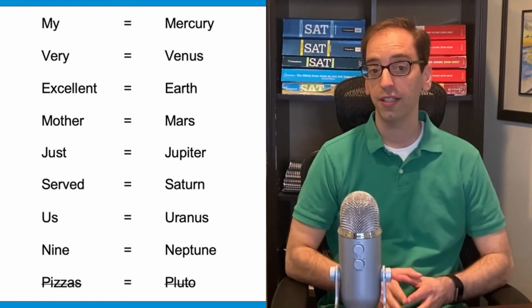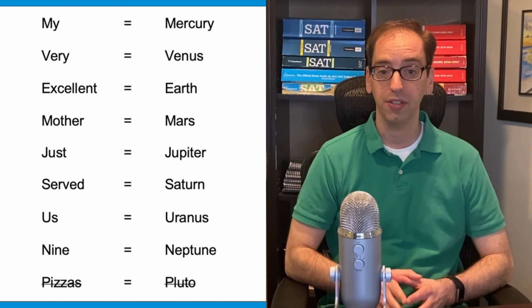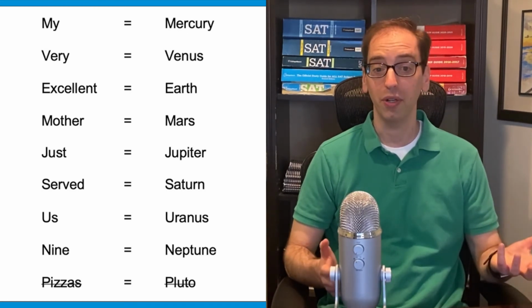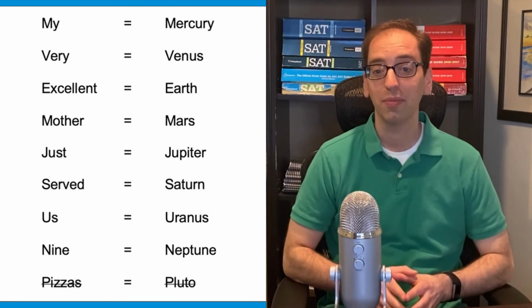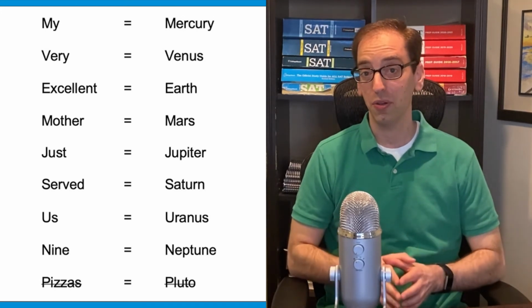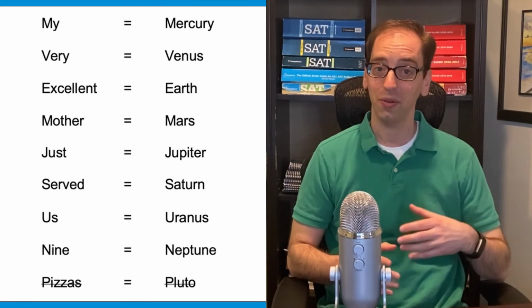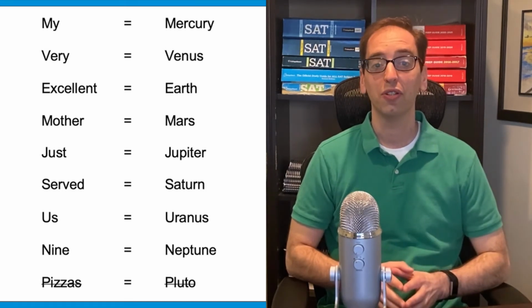Here's the mnemonic device I once learned to remember the order of the planets. My very excellent mother just served us 9 pizzas. Unfortunately, that no longer works because Pluto was demoted. So feel free to comment down below with whatever trick you learned to remember the order of the planets. But either way, they correspond to the planets in order: Mercury, Venus, Earth, Mars, Jupiter, Saturn, Uranus, and Neptune.